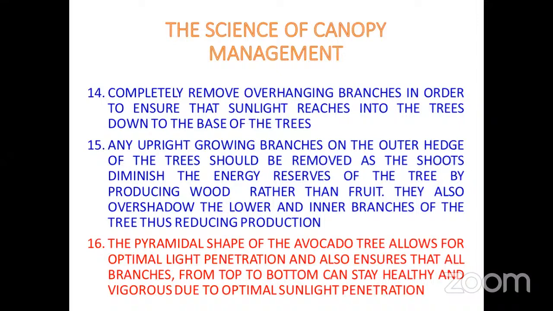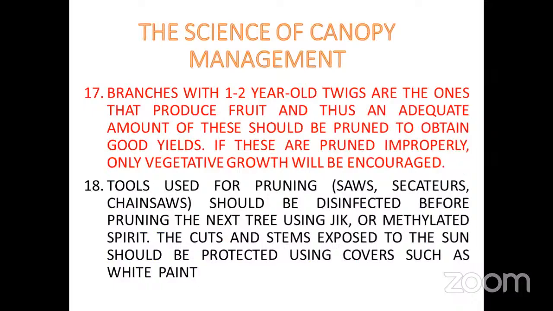It must be understood that the branches that were produced in the last 1 to 2 years are the ones that will give fruit in that year, like this year. For example, in 2024, those that were produced last year and the year before will be the ones that give fruit. So you need to look after them.